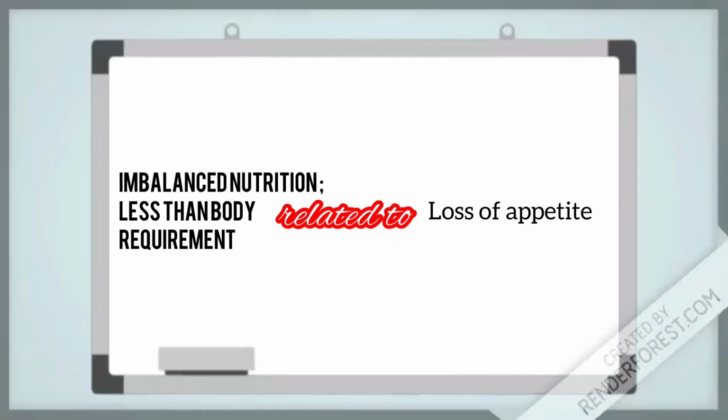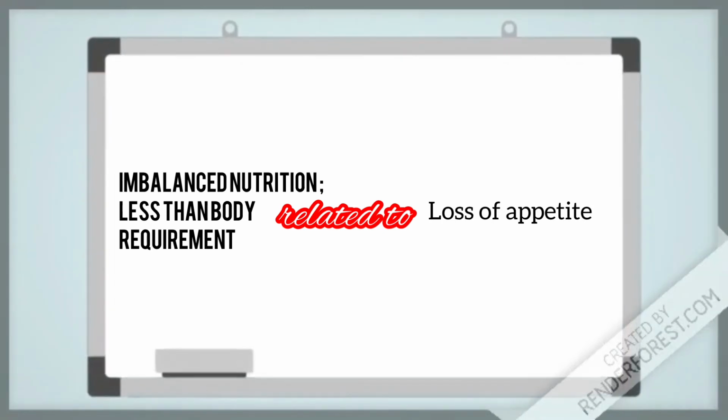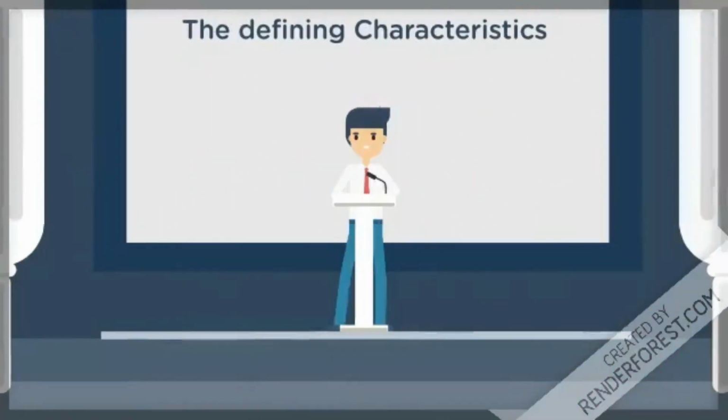Are you getting it? So imbalanced nutrition less than body requirements is our problem. Its relating factor or its cause is the loss of appetite. So imbalanced nutrition less than body requirements related to loss of appetite. That is our first two parts of the nursing diagnosis. The last part, which is the defining characteristics, comes in to qualify everything that we've said. We are saying that the patient is malnourished as a result of not eating. So what is showing you, the nurse or the medical doctor or whoever is there, the healthcare professional, that the patient is actually malnourished? That is what comes in the defining characteristics.